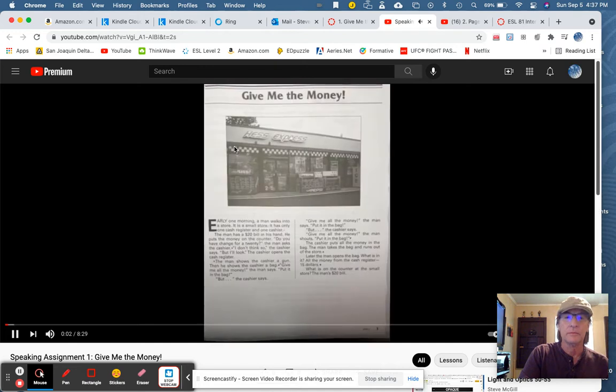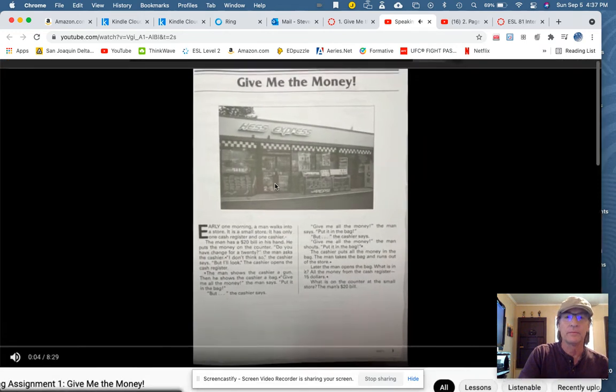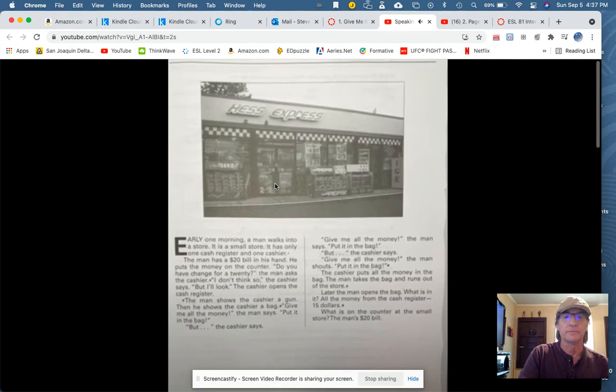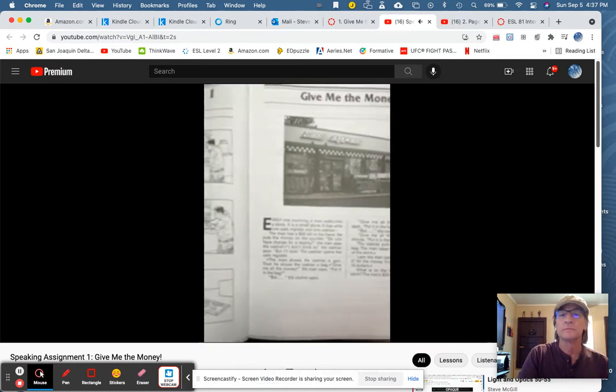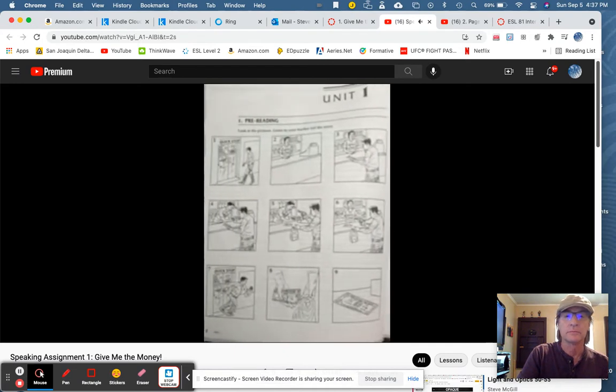The first time I read the story, please listen. The second time I read the story, you repeat each sentence or phrase when I pause. The third time I read the story, I will point to the pictures as I'm reading. And the fourth time, I will point to the pictures only, and you try to tell the story yourself.